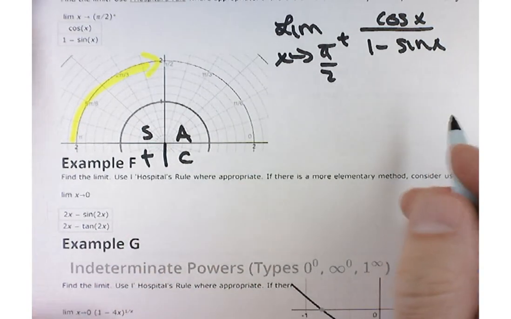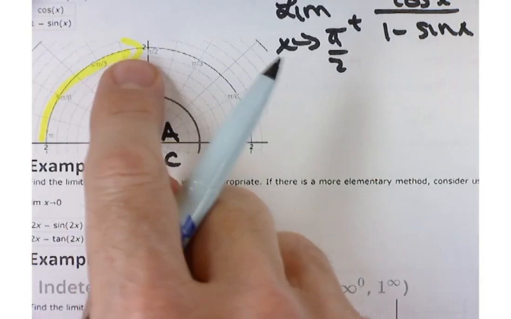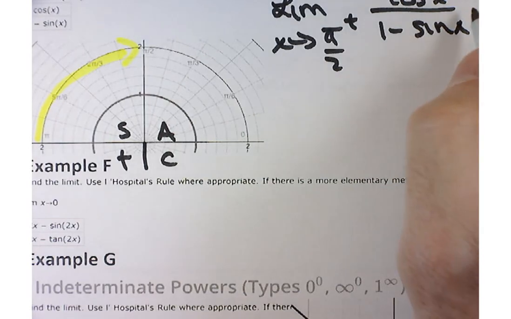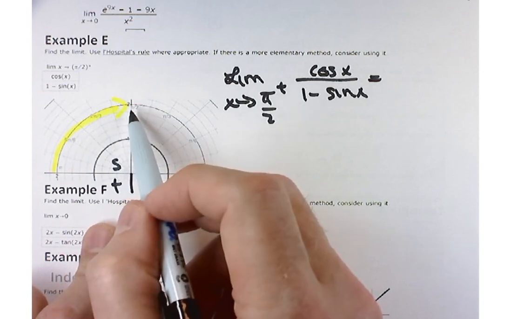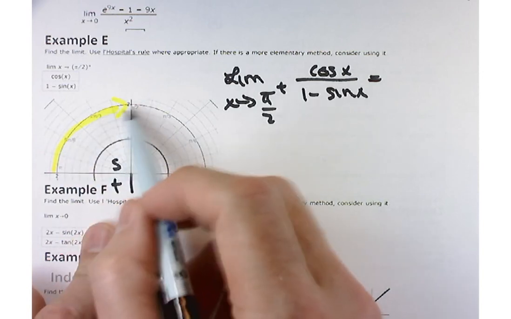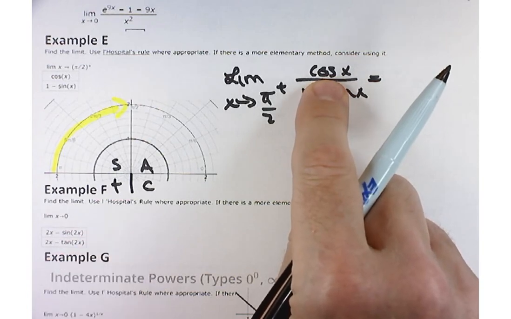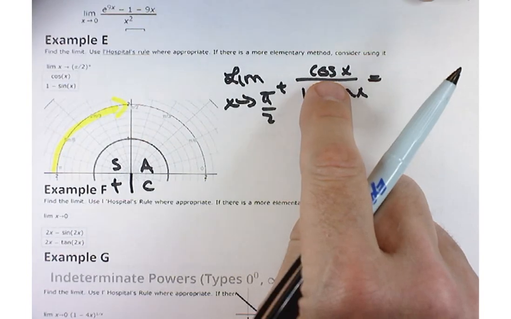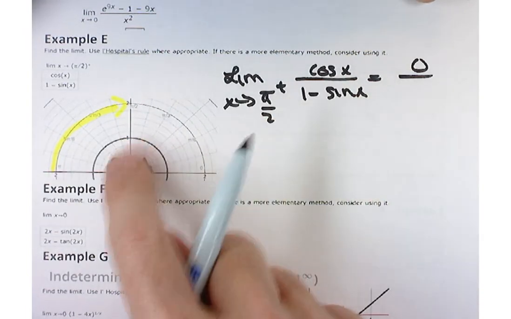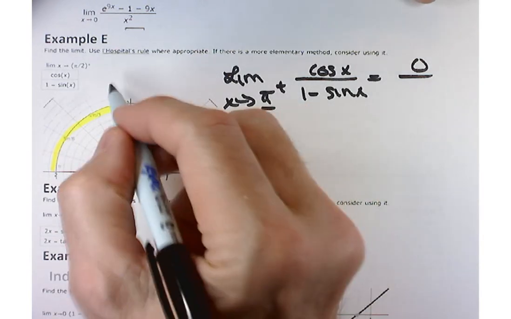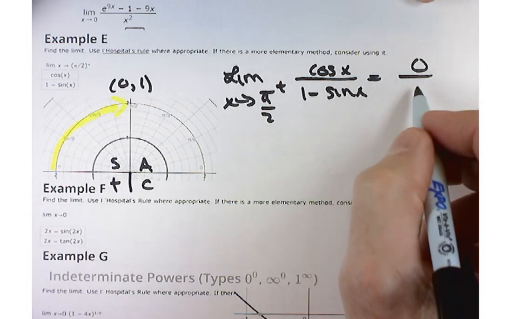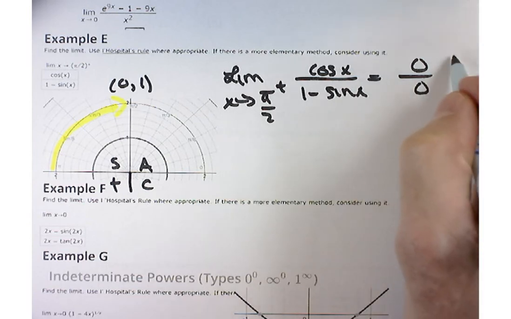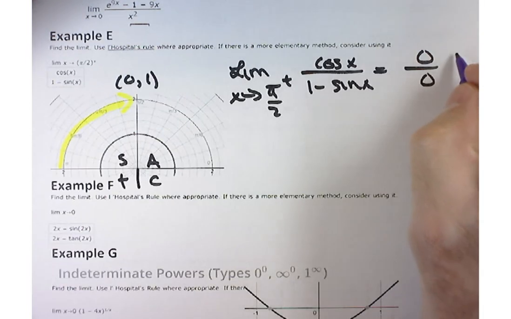So anyways, let's take a look at what's going to happen as you approach pi over 2 from the left. You're going to have to do a little thought experiment. As you're approaching pi over 2 from the left, you're going to have a negative value. But what's the cosine value you're going to approach? 0. And in the denominator, sine is getting closer and closer to the y-coordinate here. The y-coordinate is 1. So what's this denominator getting close to? 0. So not a surprise. One more time, got to use L'Hopital's rule.